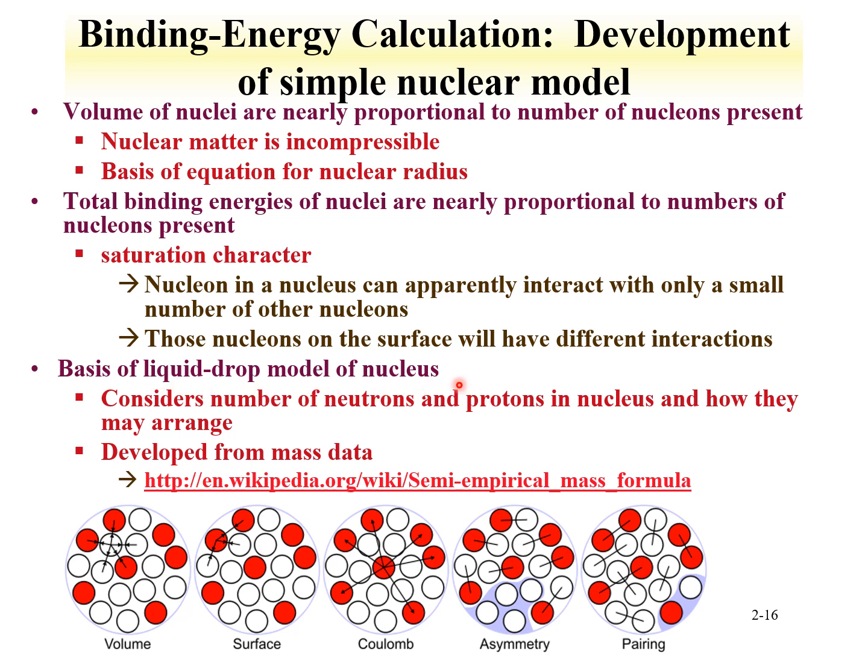It considers the number of protons and neutrons in a nucleus, how they may arrange and interact, and since we're talking about the liquid drop model of the nucleus, we tend to think spherical. And this is all developed from mass data, and you can get some information from this web link here. Fundamentally, what this describes is that nucleons are going to have different interactions if they're in the volume. If they're in the middle of this drop, they're saturated. If they're on the surface, well, they're not completely saturated. They've got some interactions here, but nothing out over here.